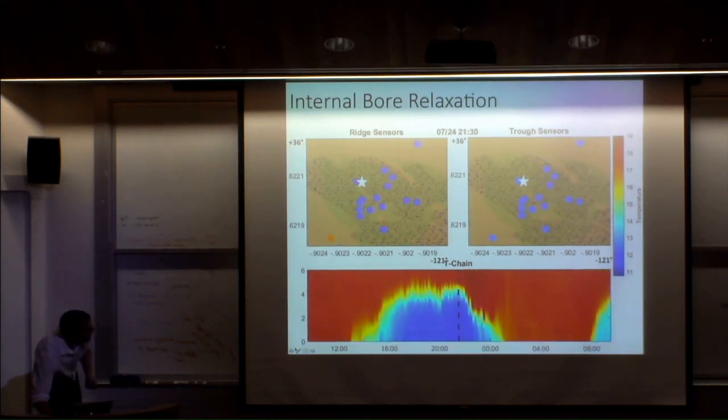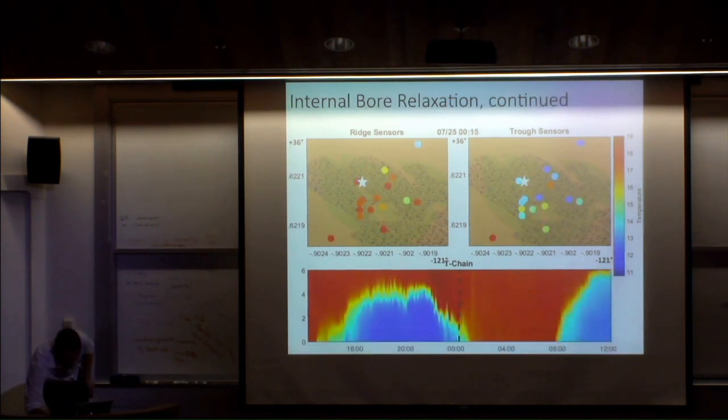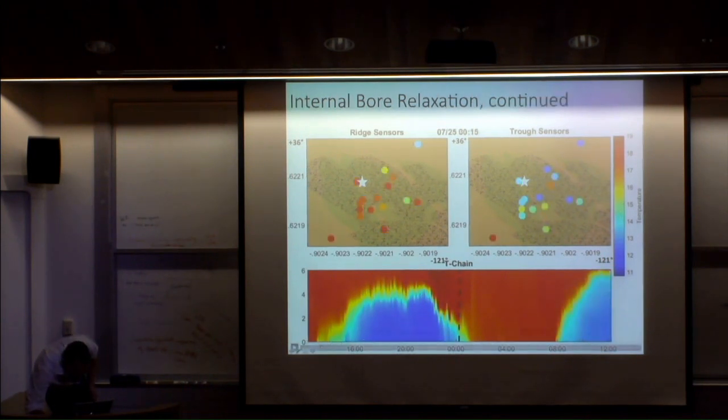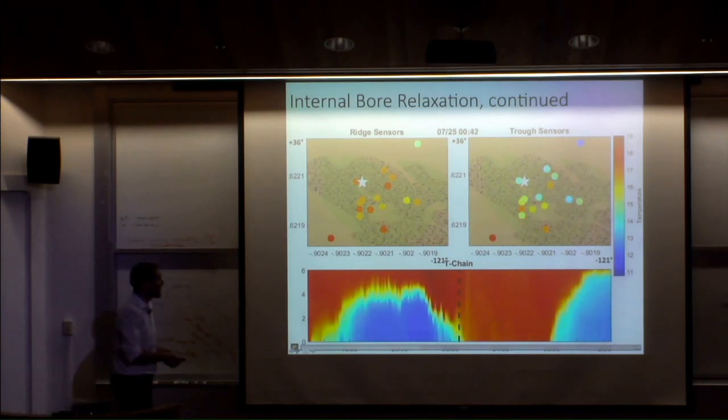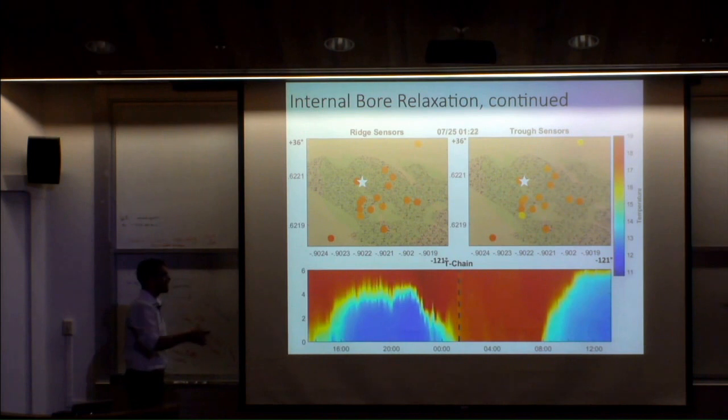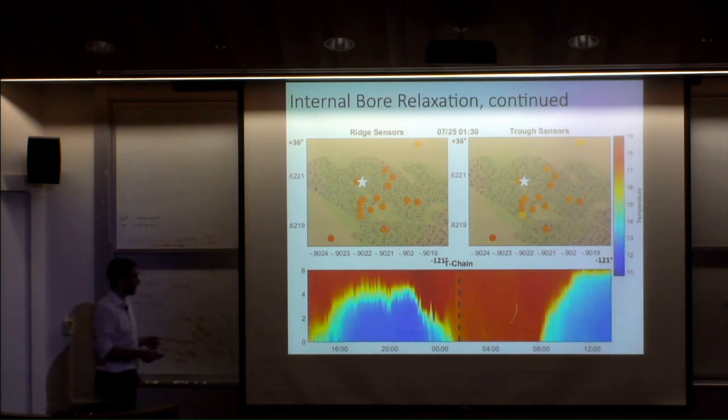But as the internal bore continues to relax, we see the patchy variability of the trough sensors gradually decrease, presumably because eventually this internal bore water finishes draining out of all the topography, and we're left with the well-mixed state again that was there before the bore came in.